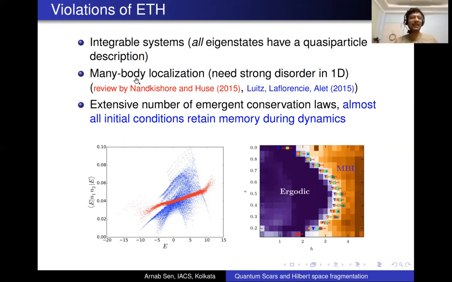And there are many well-known examples of this. For example, in one dimension, the transverse field Ising model. In two dimensions, for example, the Kitaev model, and so on.